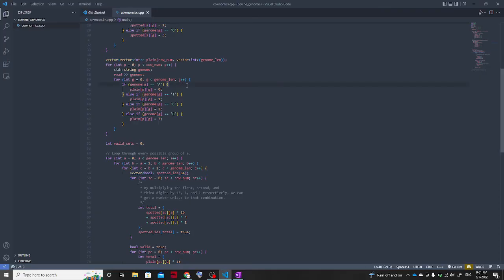So remember how they gave A having a value of 0, T having a value of 1, and C having a value of 2, and G having a value of 3. Well, all they're doing is they're keeping track of what has been seen in the spotted IDs of size 64.